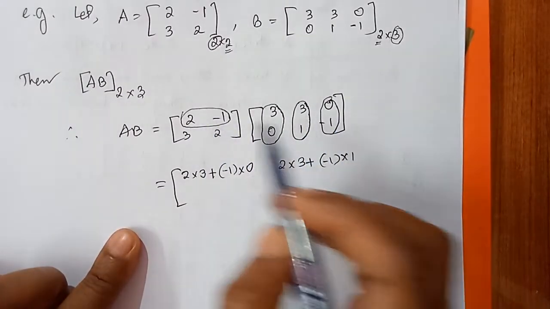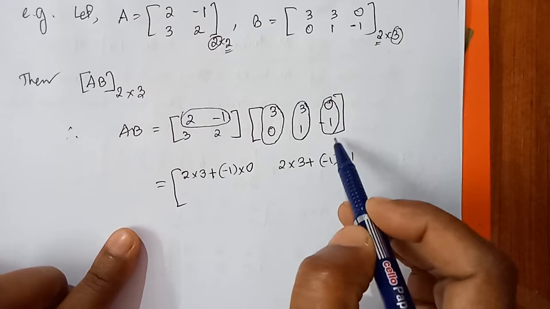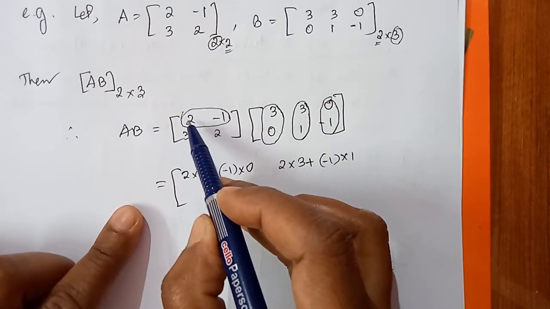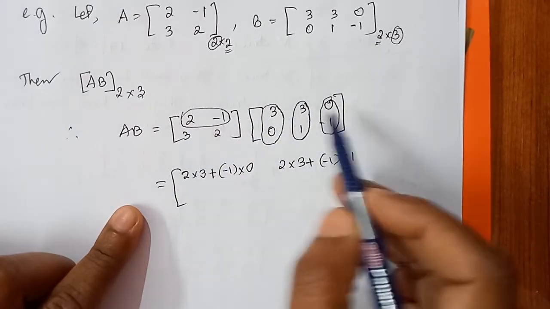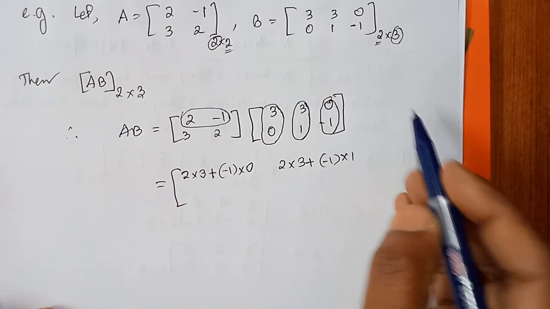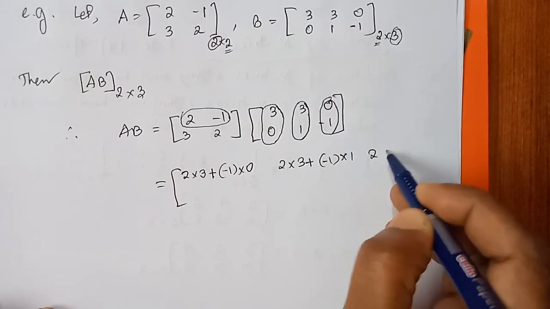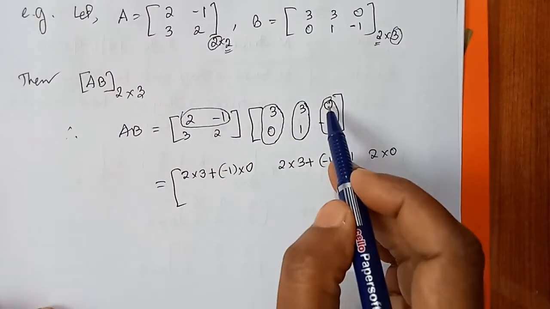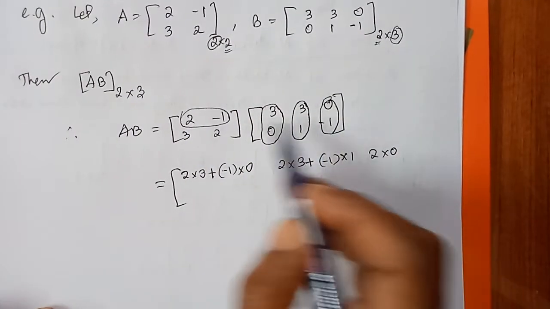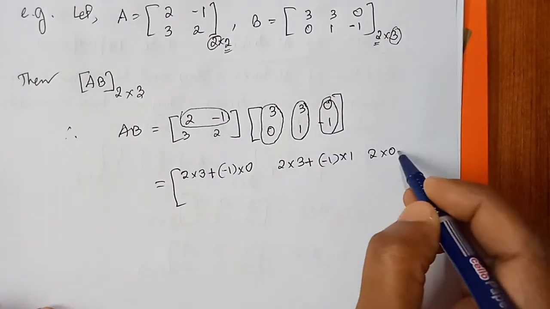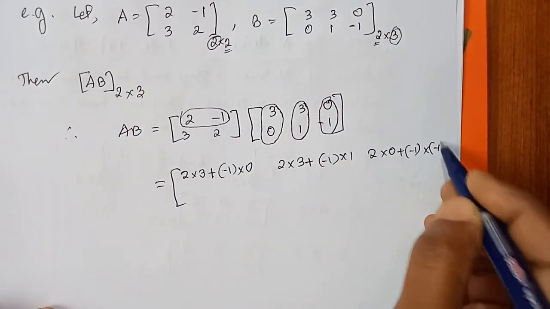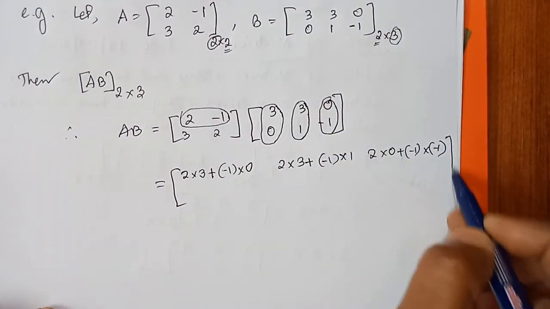Then start multiplication of the first row and the third column. So I start with the first element, here first element 2, here first element 0. So 2 into 0, first element finish. Now second element and second element, minus 1 into minus 1. So you enclose here.